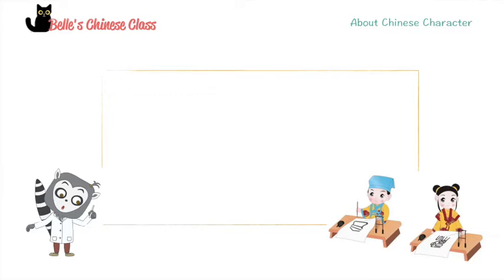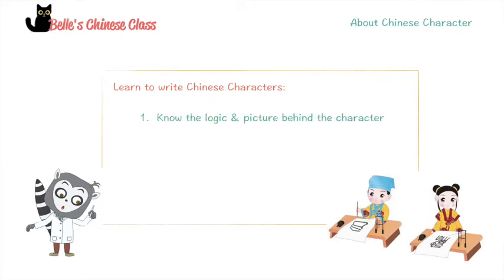Here are some tips to learn to write Chinese characters more effectively. The first one is know the logic and the picture behind the character. As we said before, it's a pictographic writing system for Chinese. So when you see a character, just try to imagine the picture associated with it, and it will prompt you how to write it. For characters with many strokes, for example the compound character, you can disassemble it to individual characters or individual strokes. Then try to imitate to write it gradually.